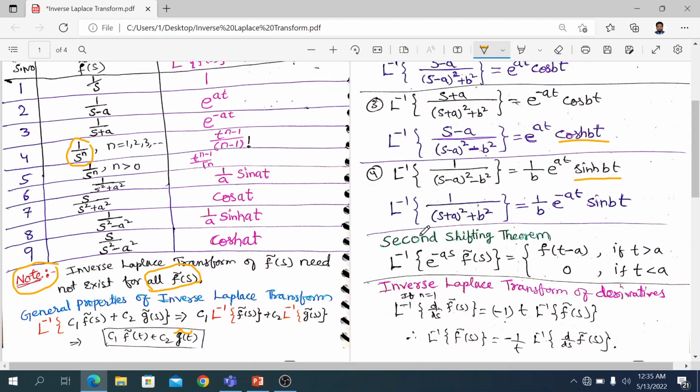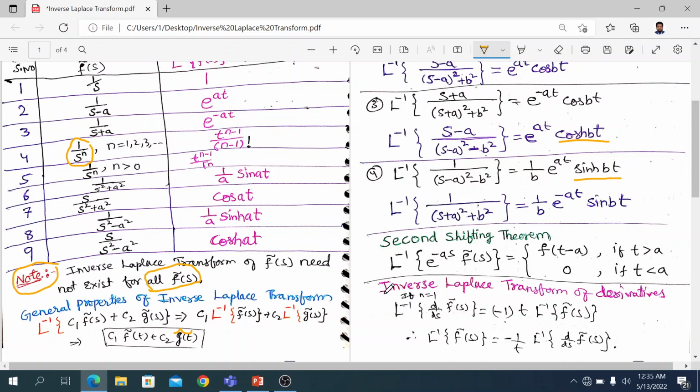Next, second shifting theorem. Laplace inverse of e power of minus as F of s is nothing but f of t minus a if t is greater than a, and 0 if t is less than a.